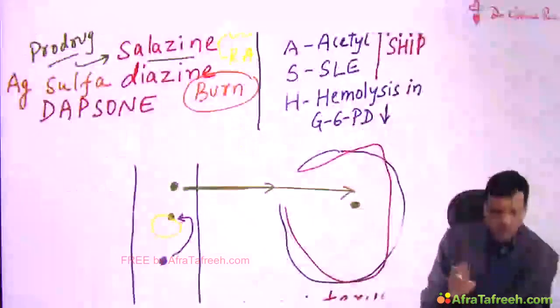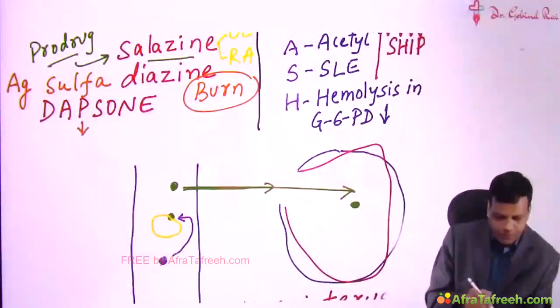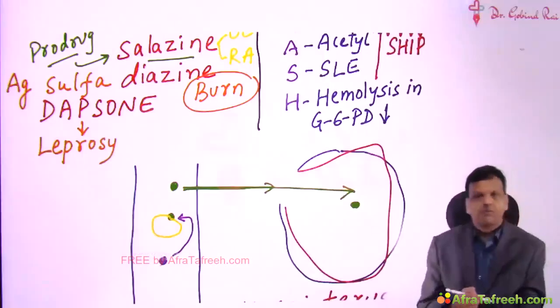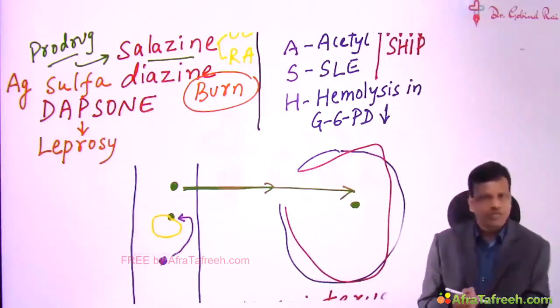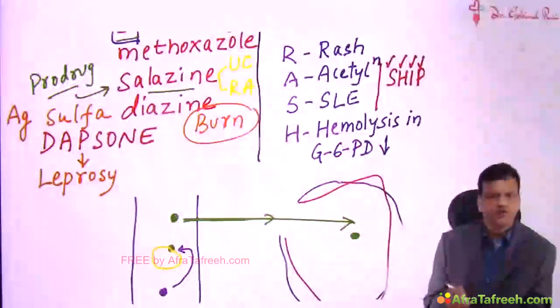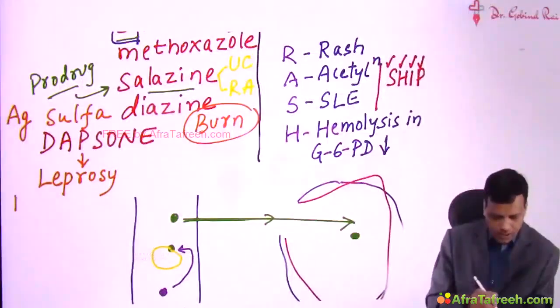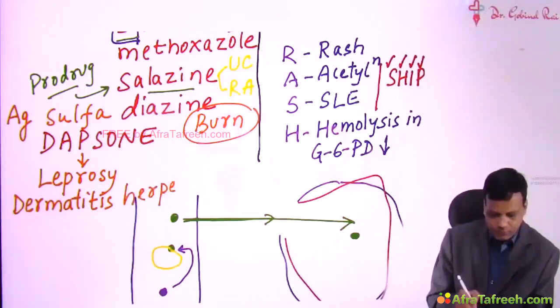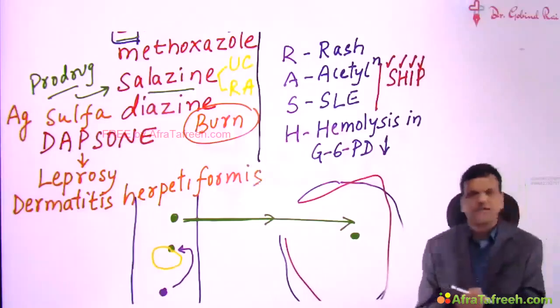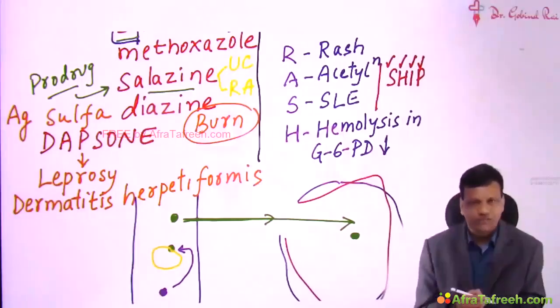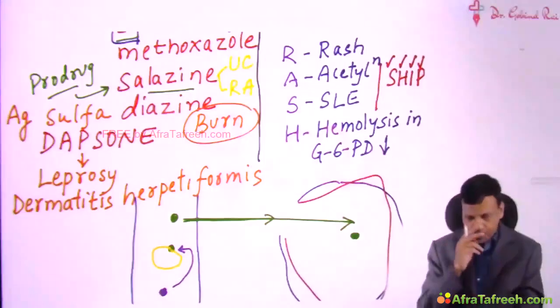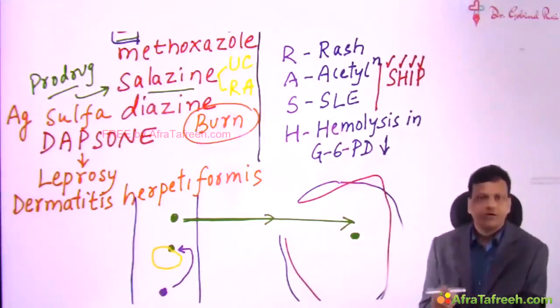Lastly, dapsone, we already know. Dapsone is used mainly for leprosy. But the second important use of dapsone you must remember: dapsone is the drug of choice for a skin condition called dermatitis herpetiformis. So these are the important points regarding the sulfonamide group of drugs.